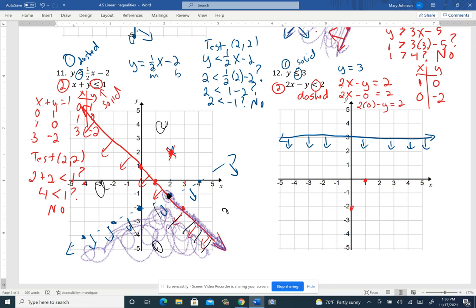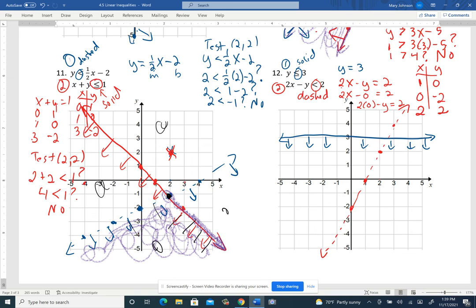You could do something like, what if you put a 2 in for x? That'd be 2 times 2 would be 4. I'd have to have minus 2 to get 2. So 2 would also be on that. All right, now we already talked about the fact that that's going to need to be dashed. Okay, so I'm going to dash that.